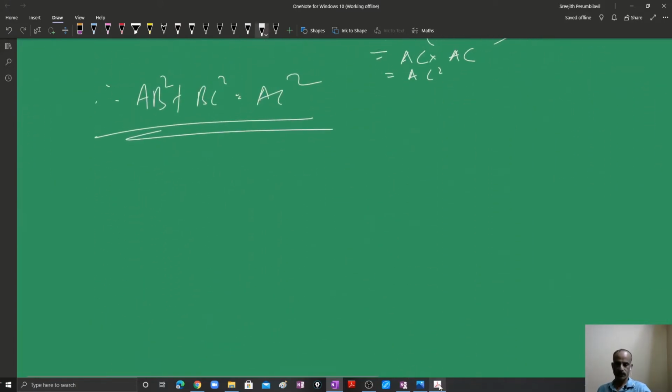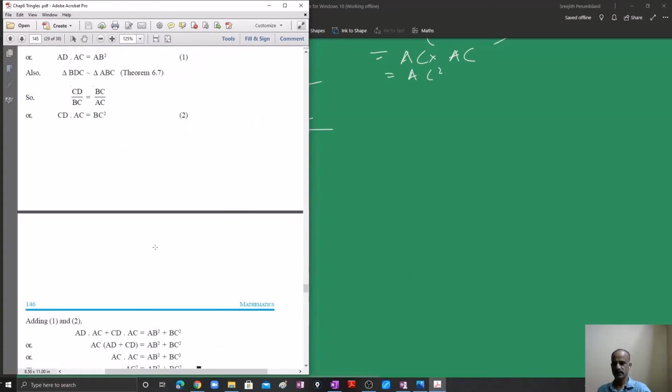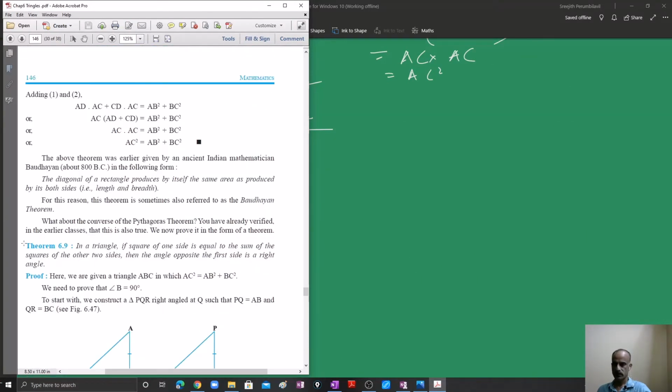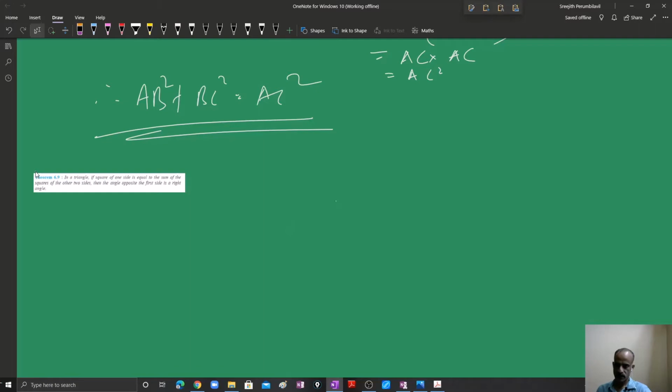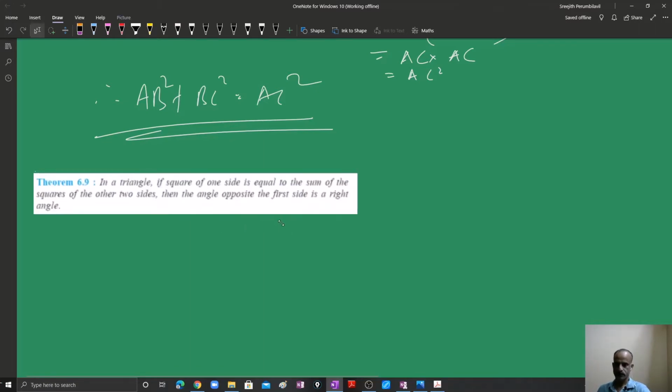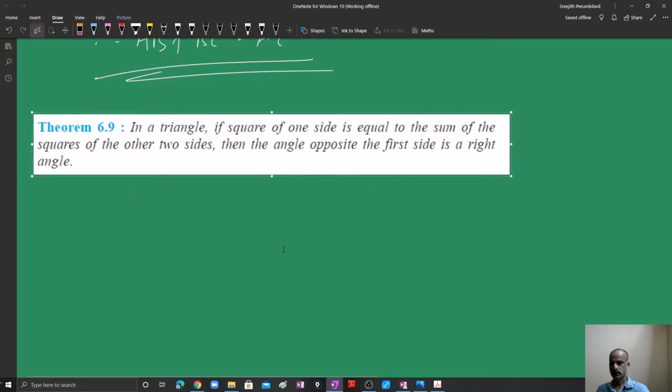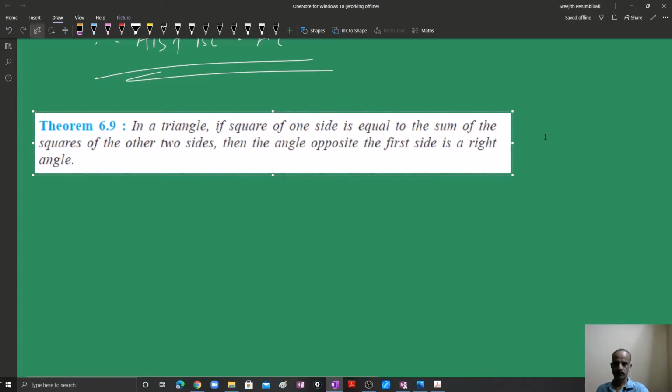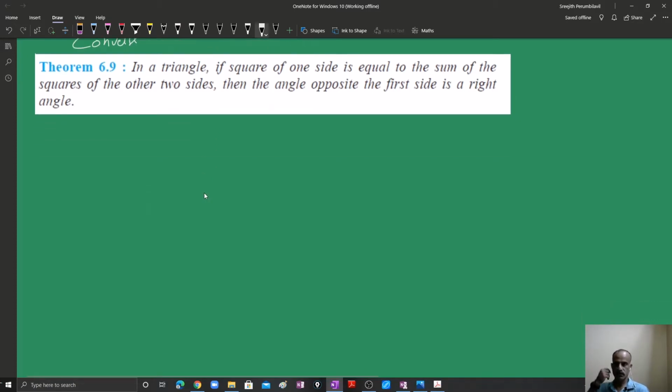Now, let us go for the converse of Pythagoras theorem. It's a simple thing. We can finish it off together. Let us put that converse here. Converse of Pythagoras theorem: in a triangle, if the square of one side is equal to the sum of the squares of the other two sides, then the angle opposite the first side is a right angle.